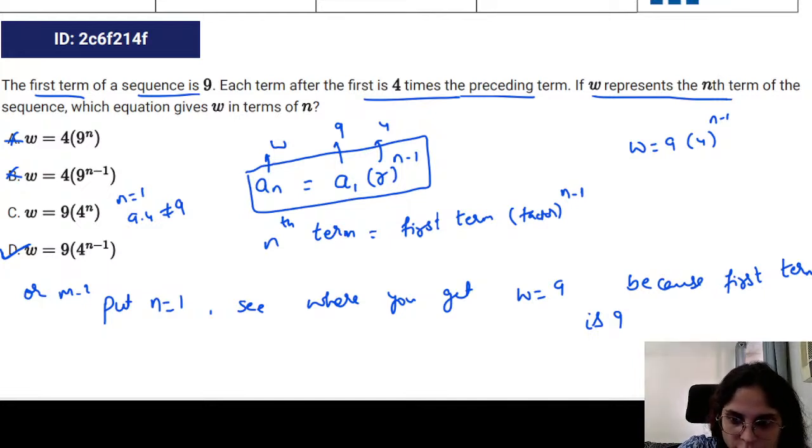Because it's quite possible, you're going to be under pressure and you might forget, oh my god, what was the formula? I don't remember what was in the sequence. So you can just put n equal to 1 because the first term is 9, and you see whether you're getting 9 for n equal to 1. M2 means method 2.